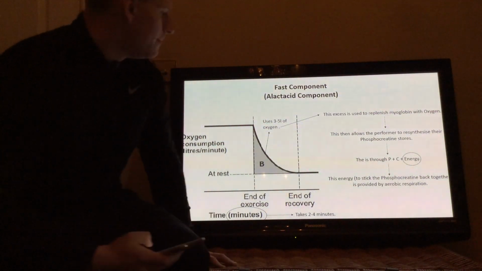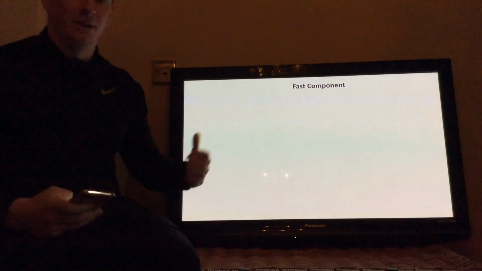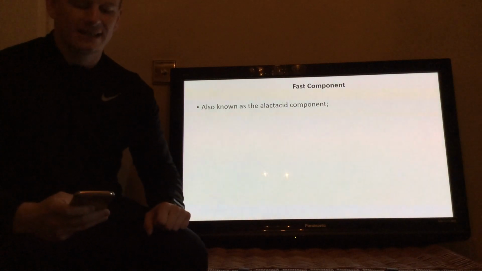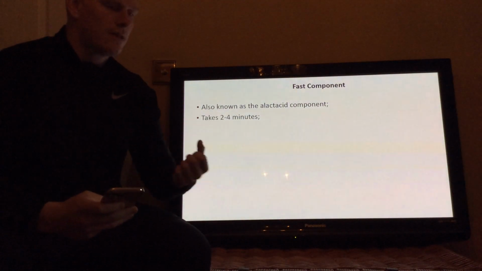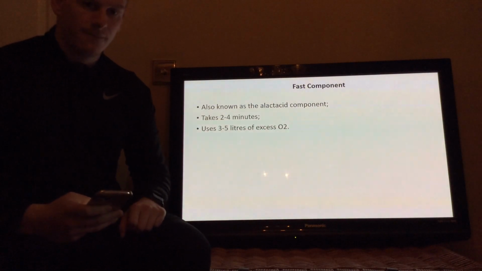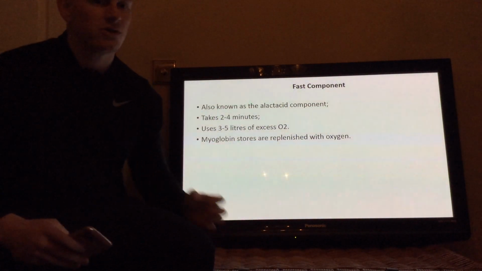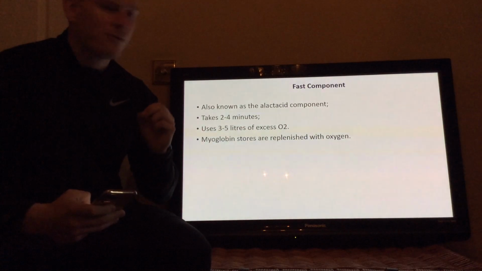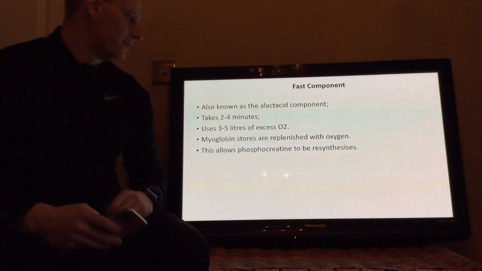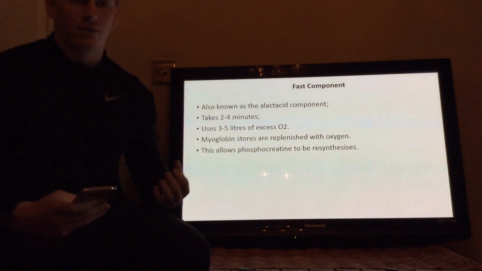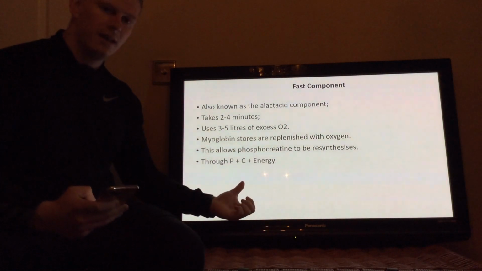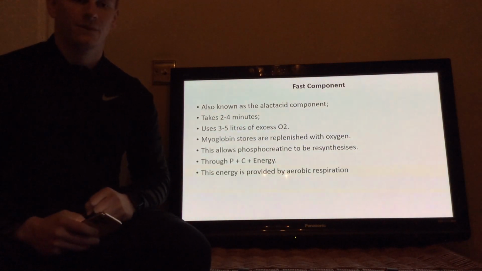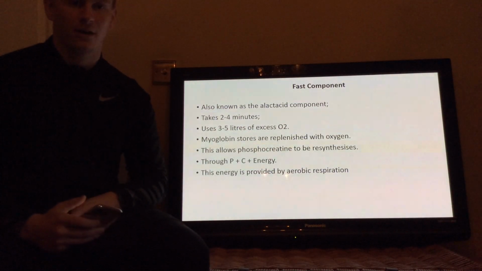So if I just break it down bit by bit, first of all, we know it takes 2 to 4 minutes. Okay, it's also known as the lactic acid component. It's going to use 3 to 5 litres of excess oxygen, and that excess oxygen is being used to replenish the myoglobin stores with oxygen. Now that they're replenished, they can resynthesize stores of phosphocreatine, and they can do this through P plus C plus energy, and that energy comes from aerobic respiration. So that would be the fast component of EPOC.